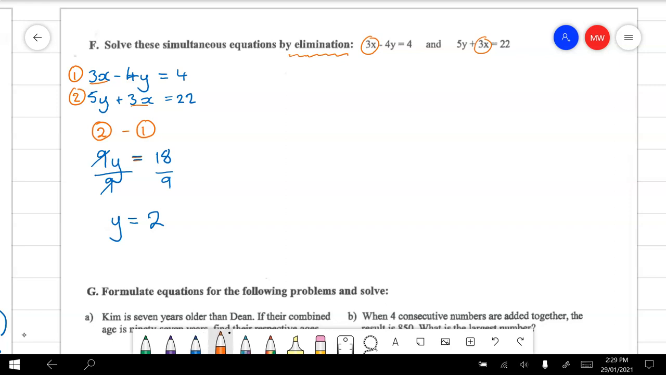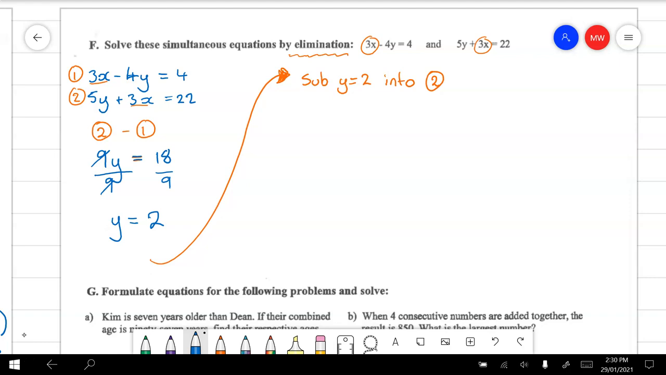So again, I'm just going to scoot up here so I've got a little bit more room to show you. But what I'm going to do now is I'm going to sub y equals 2 into, and this time it doesn't matter whether I decide that I'd like to go into equation 1 or equation 2, it doesn't matter. So I'm going to go into equation 2 because it looks all positive, so it might just be a little bit easier to work out. The numbers are bigger, but it doesn't matter. You can go into 1 if you want to.